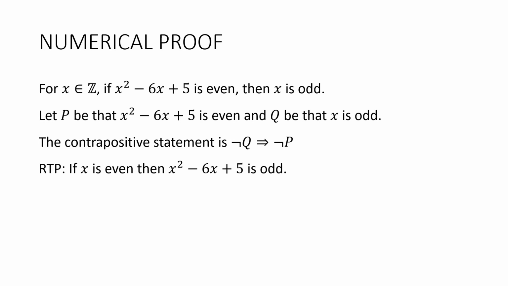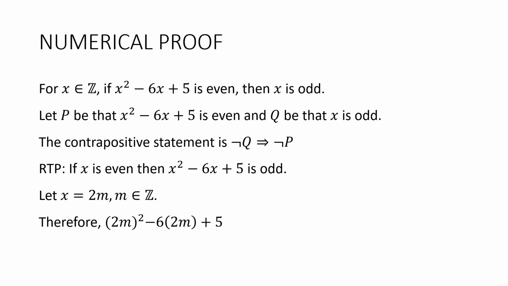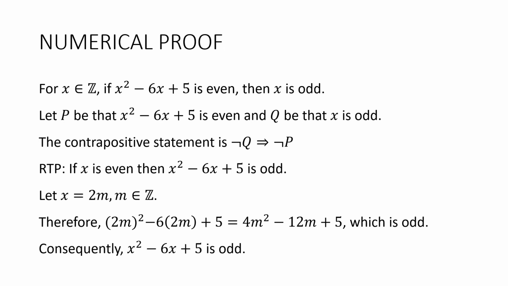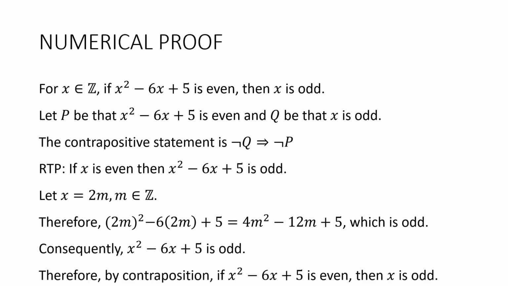Now it's straightforward from here. If x is even, we can write it as 2m, where m is an integer. Substituting it in here, we end up with 2m all squared, take away 6 lots of 2m plus 5, and expanding that out, we can see that it's odd. Consequently, x squared take away 6x plus 5 is odd, so we've proven the contrapositive statement. Therefore, by contraposition, if x squared take away 6x plus 5 is even, then x is odd.